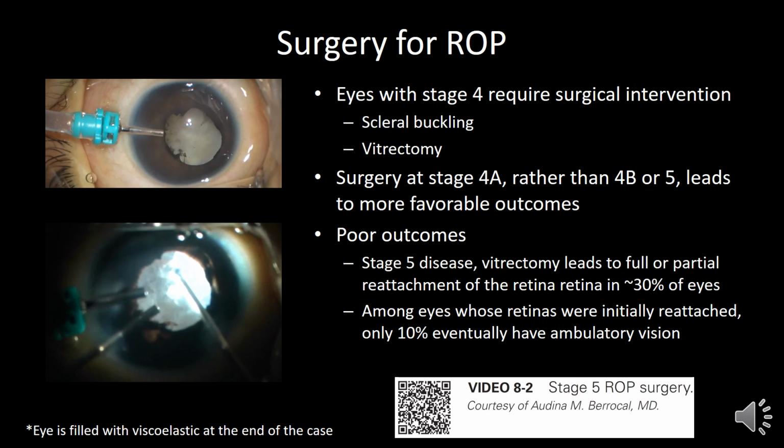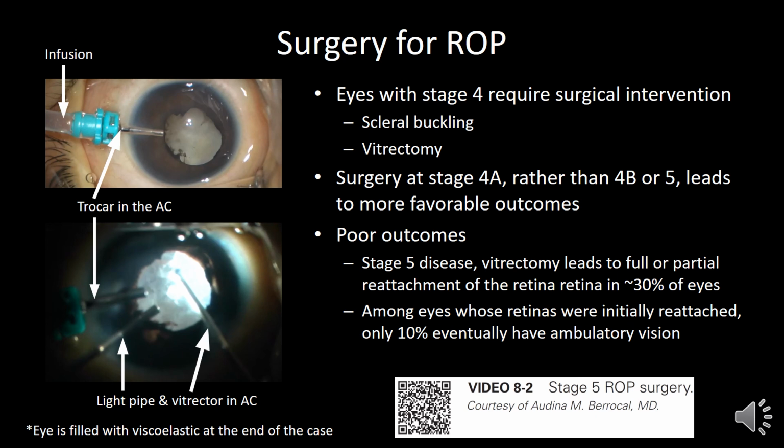The full video can be seen in the link below, but there are a couple of interesting points to highlight here. You can see the infusion port hooked up to the trocar in the anterior chamber. Additionally, the light pipe and vitrector were placed into the anterior chamber through a small paracentesis in the cornea. This approach through the anterior chamber is quite unique. Also, the eye was filled with viscoelastic at the end of the case rather than gas or oil.